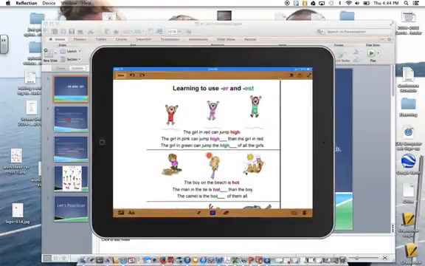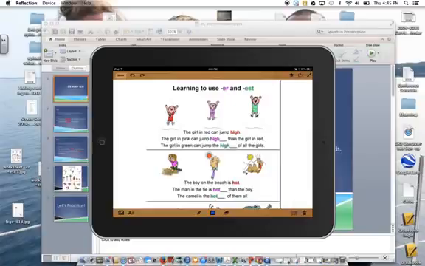Okay, look here. In this sentence, I have the girl in red can jump high. Notice now I'm going to compare her to this girl. The girl in pink can jump higher than the girl in red. Notice the girl in pink is going to jump higher. It wouldn't make sense if I say the girl in pink can jump highest than the girl in red. That doesn't make sense. I need an ER added to the end of high to make that word sound right or make sense in the sentence.